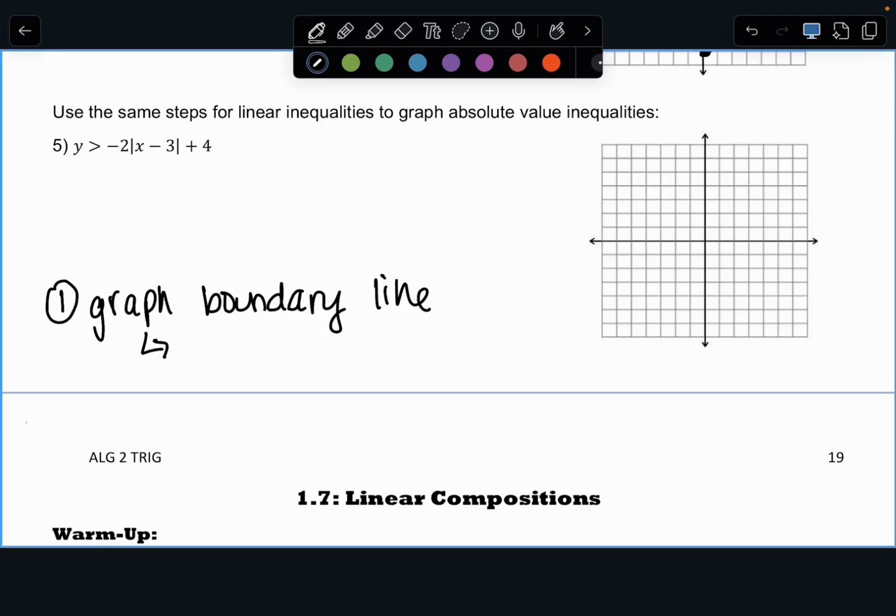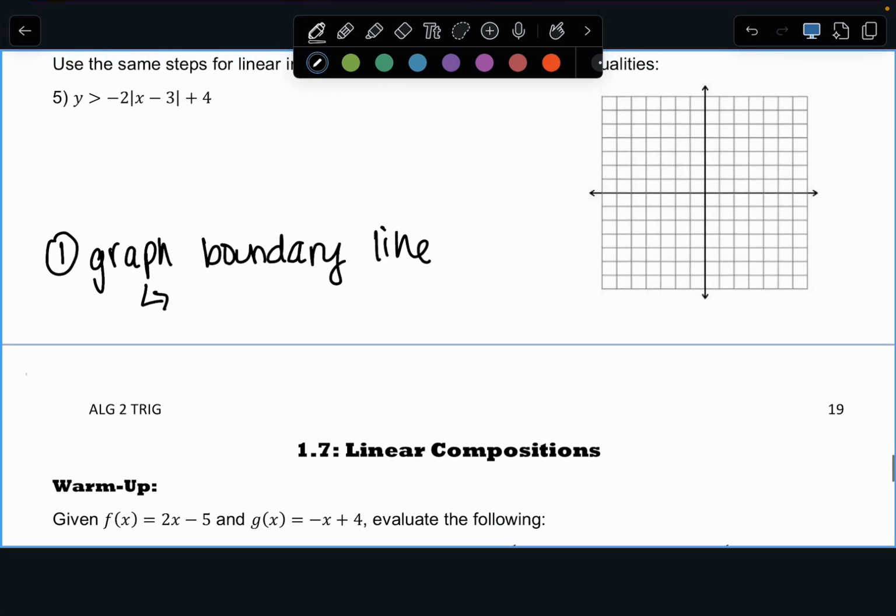And we had to see if our boundary line was dashed or solid. Does anyone remember what made it dashed? If it was just regular and not equal to. Yeah. If it was strictly less than or strictly greater than, then we did a dashed line. And if it was less than or equal to or greater than or equal to, it was a solid line.